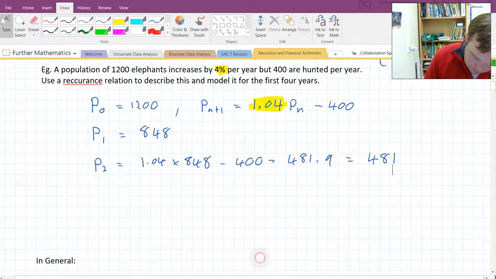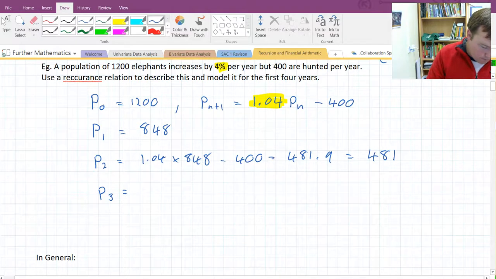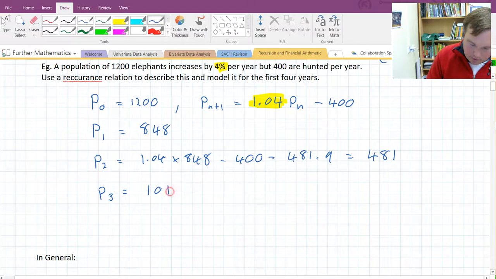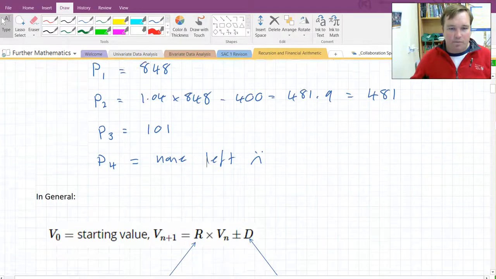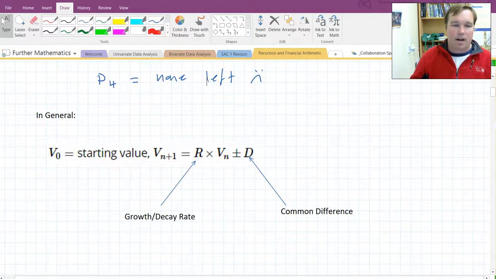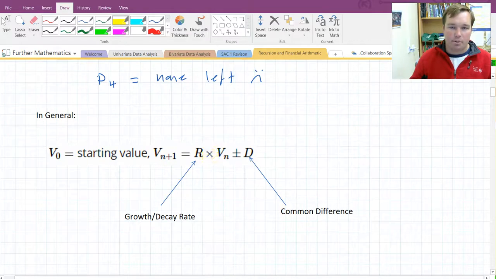Then P3. Same thing again. .19, so just 101. P4 is going to be negative. So instead of writing negative, which makes no sense, we'd say there's no elephants left. Unhappy face. All right. In general, the way we model it is we have a starting value, and the recurrence relation looks like this. R is used to note how it's always times for both growth and decay, we always multiply, and then plus or minus a common difference.